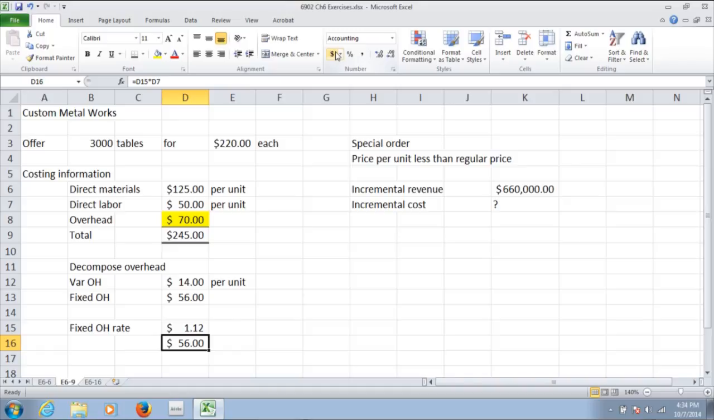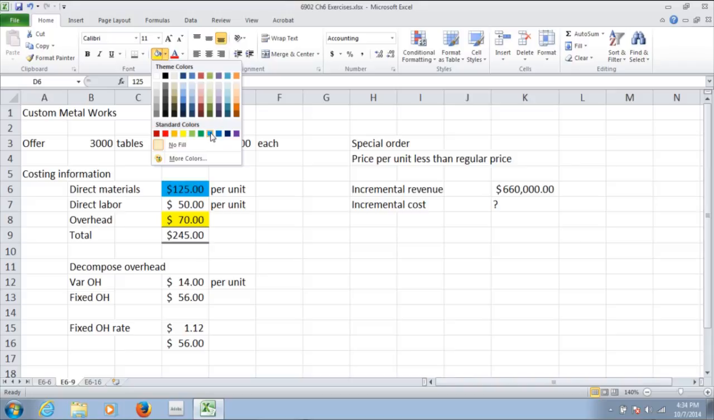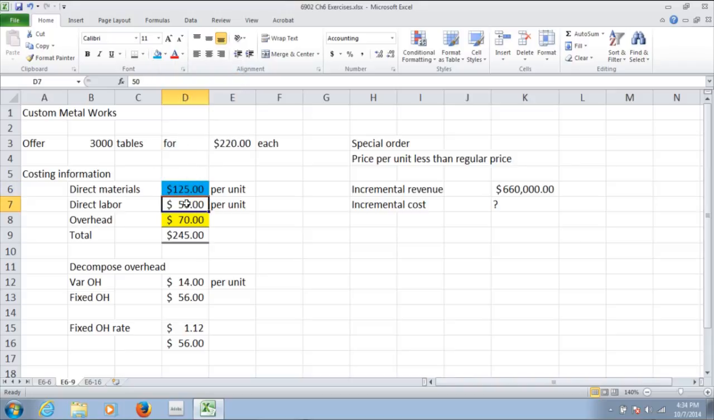Well, the fixed overhead is merely an application of overhead. The fixed costs are not going to be changing whether we have this order or not. So overall, based on the volume to date, we have a $56 allocation for overhead, but it's truly not an incremental cost. So what we would want to do then is to find the relevant costs here. So we have the 125, the 50, and the 14.